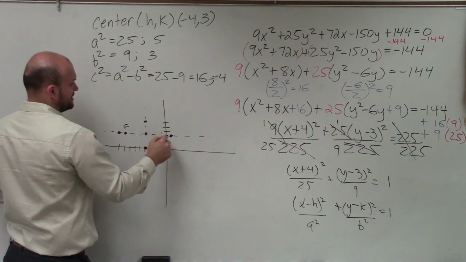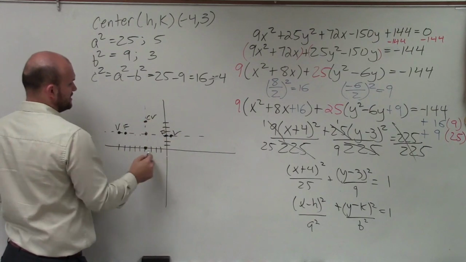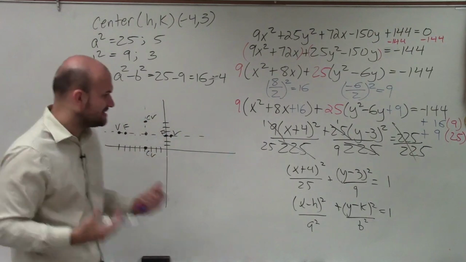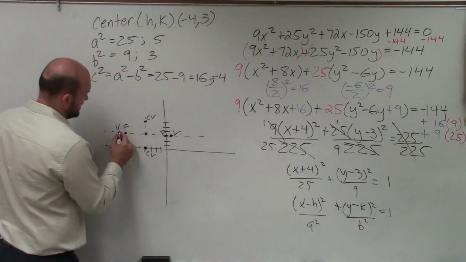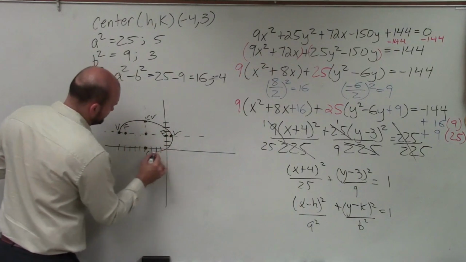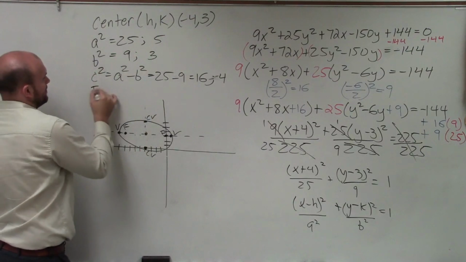And let's label these here. Foci, foci, vertice, vertice, co-vertice, co-vertice. The last thing I like to do is let's go and label the points, because by graphing this, you just connect the vertices and the co-vertices. All right? So we know the center is at negative 4, 3.